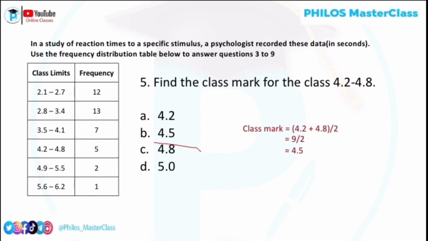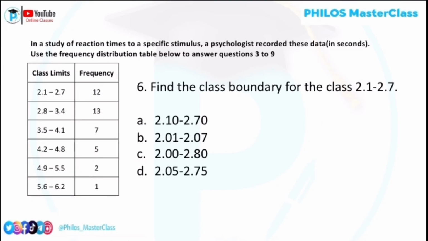Whenever they ask you to find class mark, you take the upper class limit and the lower class limit of that class, add them together, and divide the result by 2. That will give you the class mark. The next question says, find a class boundary for the class 2.1 to 2.7. Now, before you can find class boundary, you need a particular constant that we are going to rob from Peter to pay Paul.